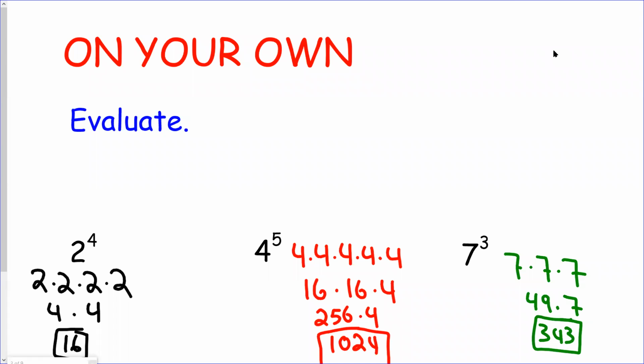So on your own, hopefully, for 2 to the 4th power, you got 16. For 4 to the 5th power, you got 1024. And for 7 to the 3rd power, or 7 cubed, you got 343. Hopefully you were able to get those. If not, hopefully you can look at these explanations, fix them in there so that you have more examples to look at.